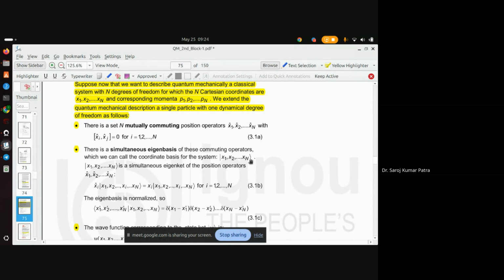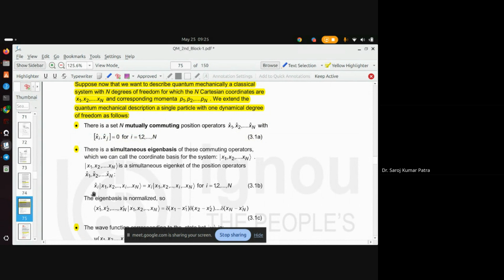Try to relate in normal day-to-day life: if we want to describe a three-dimensional problem, what exactly will describe a position, a momentum, anything? We need i cap, j cap, k cap. Similarly, if we have n Cartesian coordinates, then we need x1, x2 up to xn. All these will form the basis system. So the eigenket will involve all from x1 to xn, right?